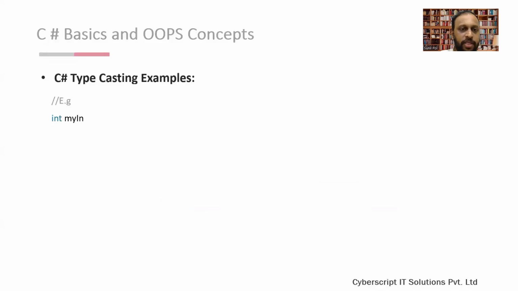So let's understand with this example. Here we have declared one variable myInt, and the data type is integer. Now we are assigning myInt to myDouble. The myDouble variable is a double data type. So it will be taken care of by the compiler only. It is an automatic casting done by the compiler only.